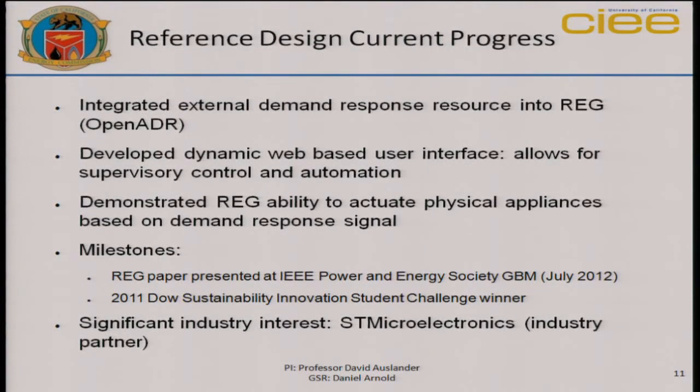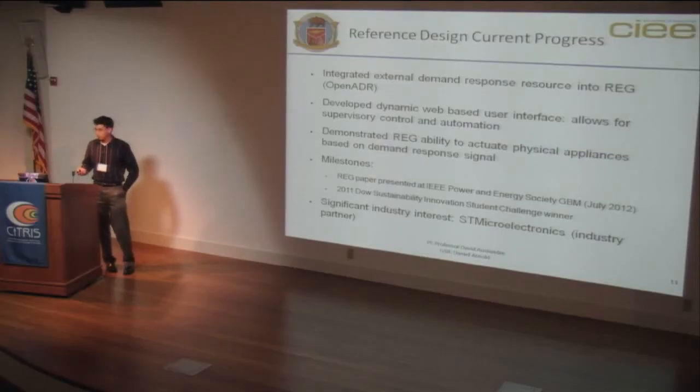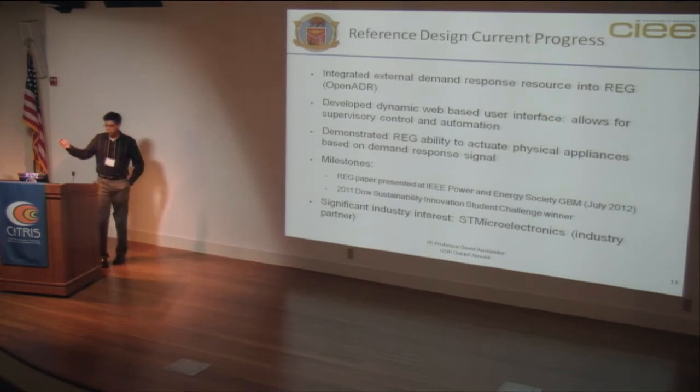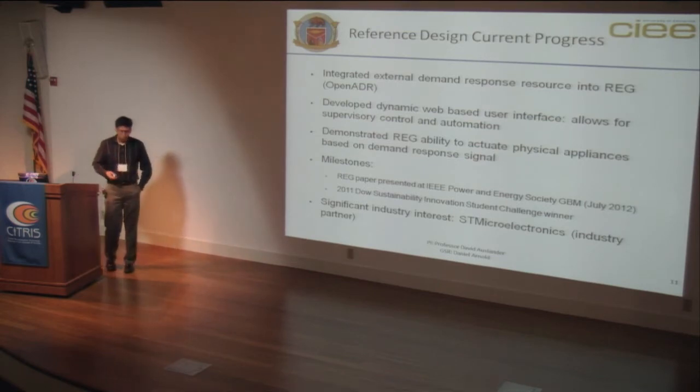So beyond the specifics, what have we been able to do with this so far? What can the system do today? We've been able to integrate an external demand response resource into the gateway, and the signal is OpenADR. We get it from an Akuacom demand response server via the web. We've developed a dynamic web interface to allow the resident to customize their response to a demand response event, and also to have supervisory control over any connected appliances in the home area network. Putting all this together, we've shown the gateway has the ability to actuate physical appliances in response to some external demand response signal.